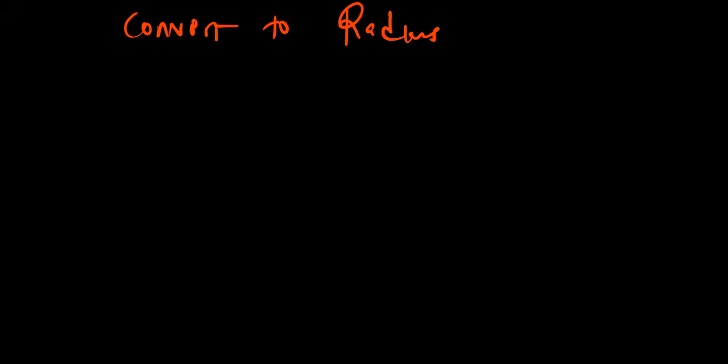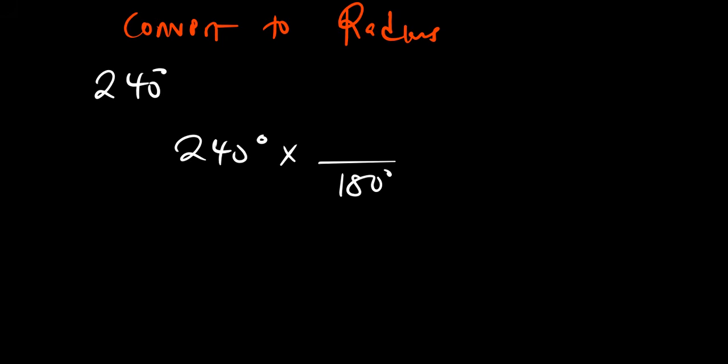Okay, another example that we can have is, let's say you are told to convert 240 degrees to radians. So what are you going to do? 240 degrees multiplied by pi rad divided by 180 degrees. Okay, so what are you going to do? Your zeros can cancel. You're going to look for two numbers that can divide into both.